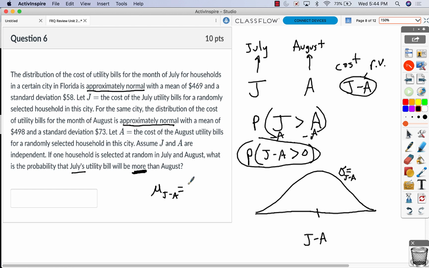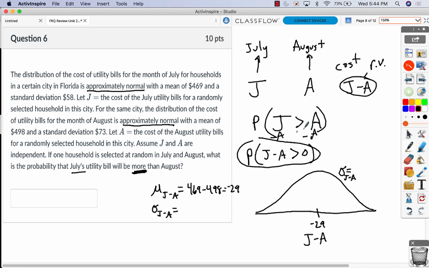So this is going to be, what's July? That's 469 minus 498, which comes out to be negative 29. That means that July is $29 less than August on average. What's the standard deviation of J minus A?